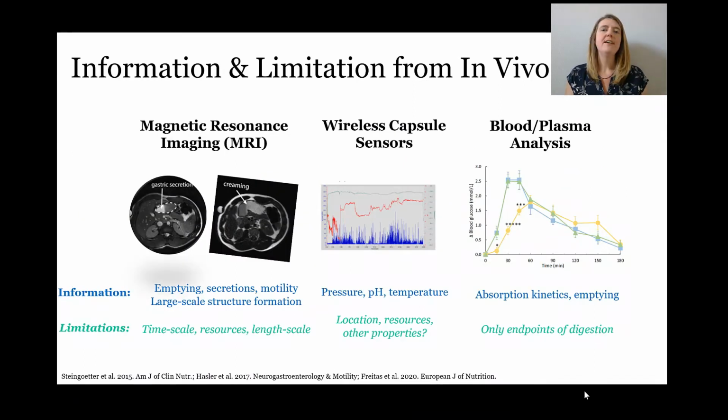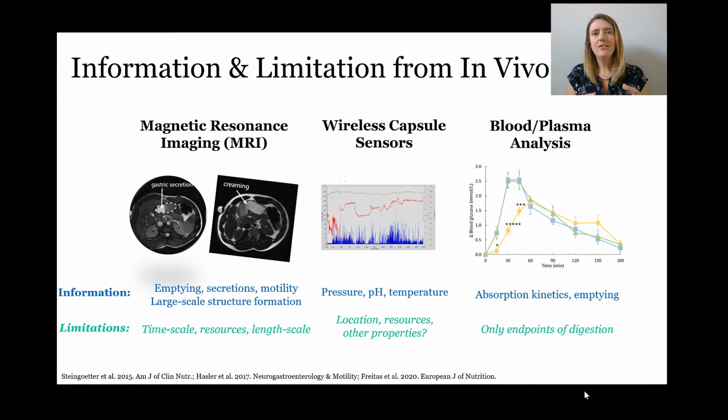So as an alternative, recent non-invasive methods such as magnetic resonance imaging and wireless capsule sensors have been utilized to get a lot of really great information that we actually need to keep moving this forward and to help the development of these in vitro models. So things like magnetic resonance imaging can tell you about emptying, motility, secretions, large-scale structures like creaming that's shown there.